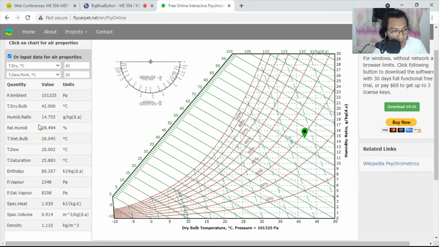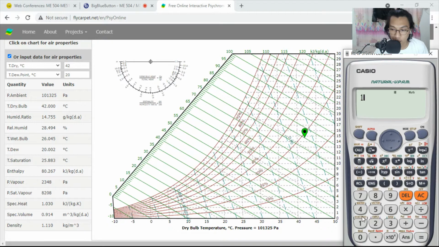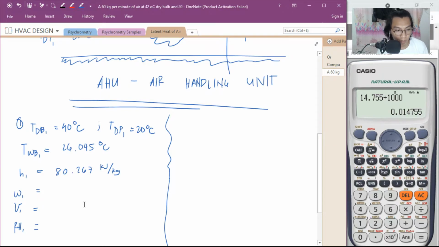Relative humidity, humidity ratio. What is the humidity ratio? This one. Divide 14.755 by 1,000. The answer is 0.014755. We'll just use this app. Kilogram vapor per kilogram air.